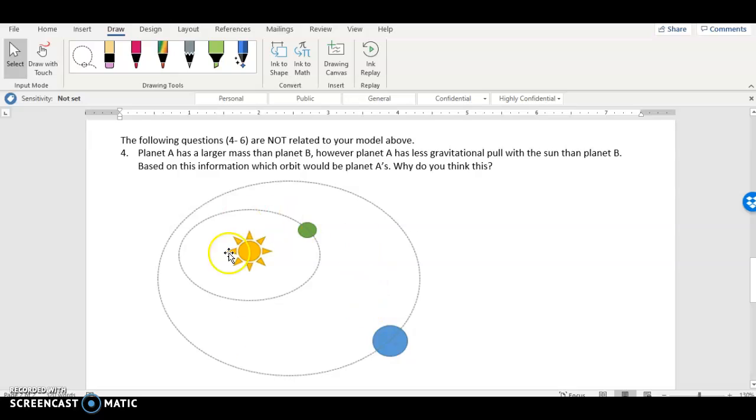Question 4, you have this image. You have to decide, is the planet A the green or the blue planet, and then explain how you know.